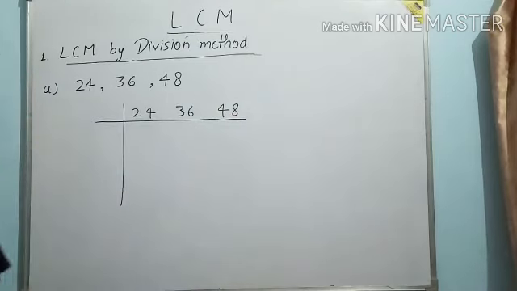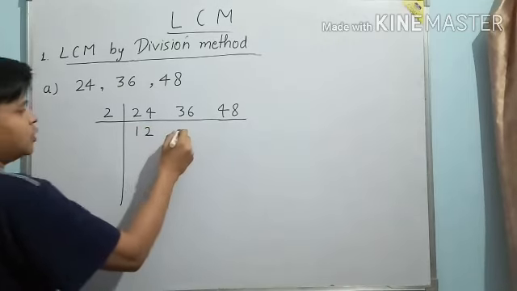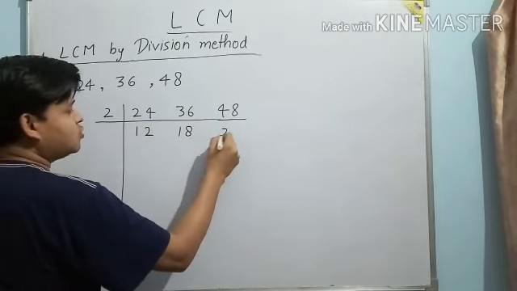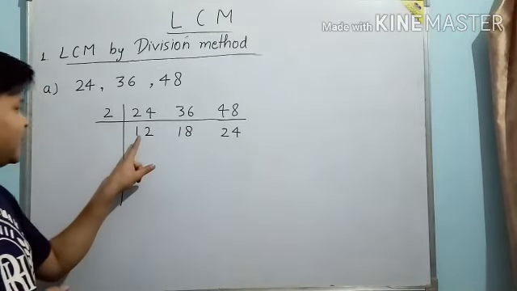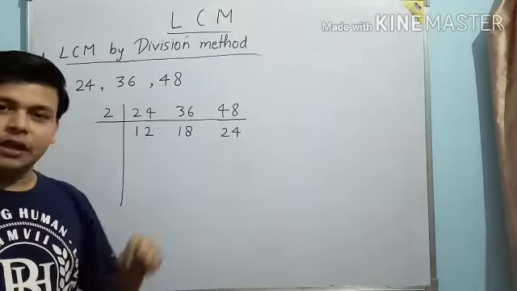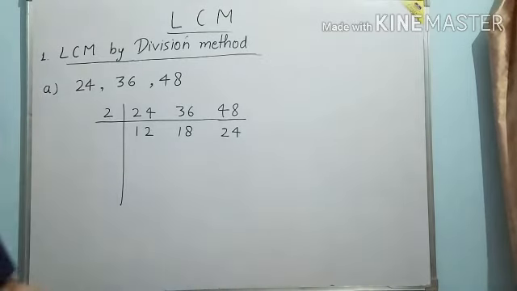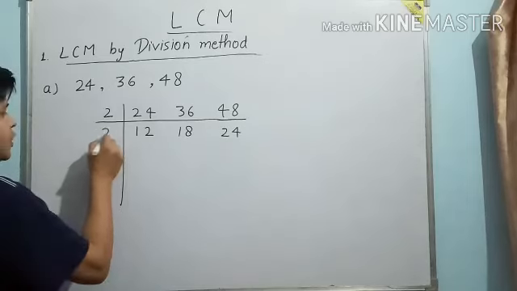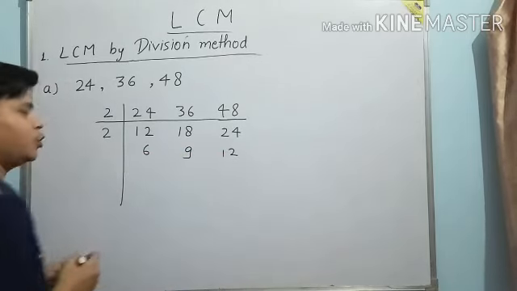So to start, we will divide by 2. So 2 times 12 is 24, 2 times 18 is 36, and 2 times 24 is 48. So once again we can all see that 12, 18 and 24 are divisible by 2 once again. So we will divide again by 2. 2 times 6 is 12, 2 times 9 is 18 and 2 times 12 is 24.